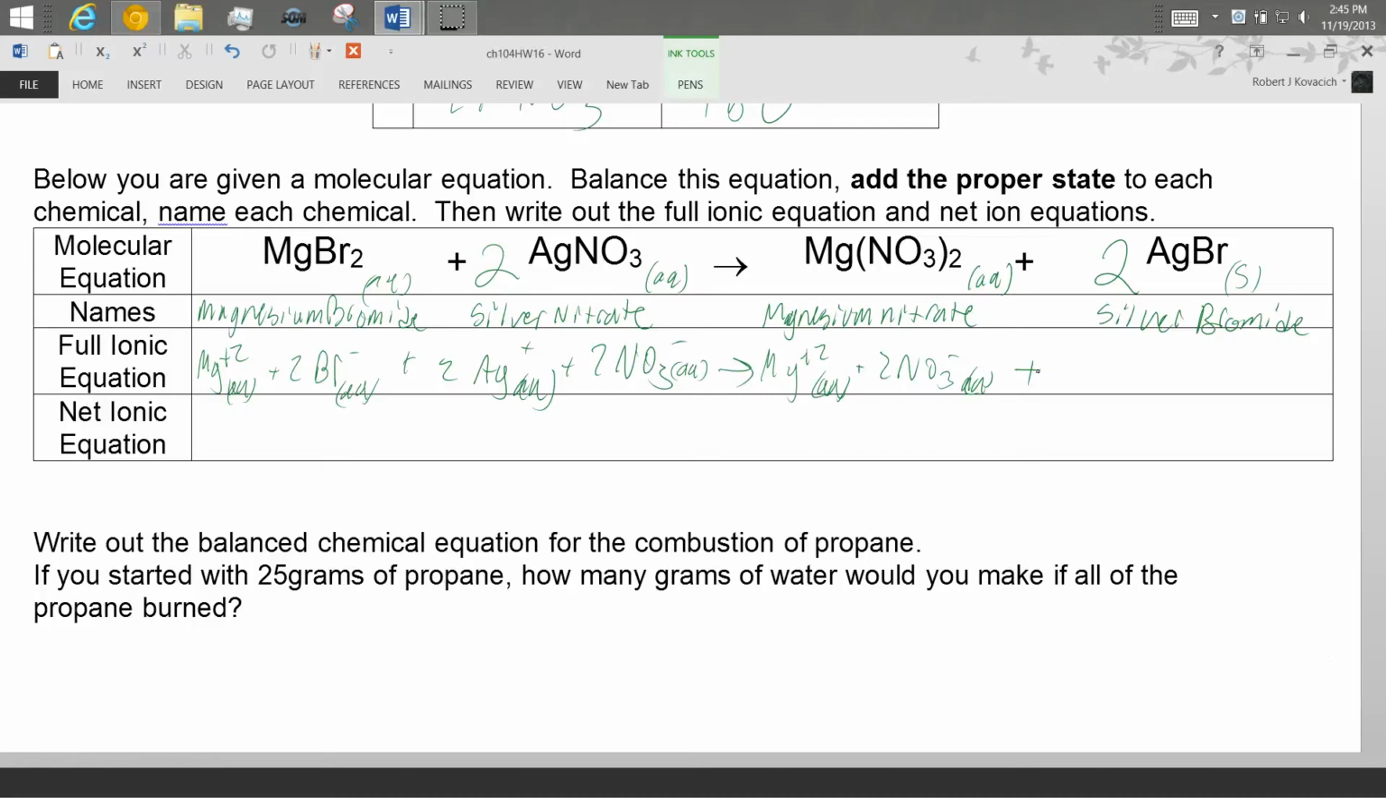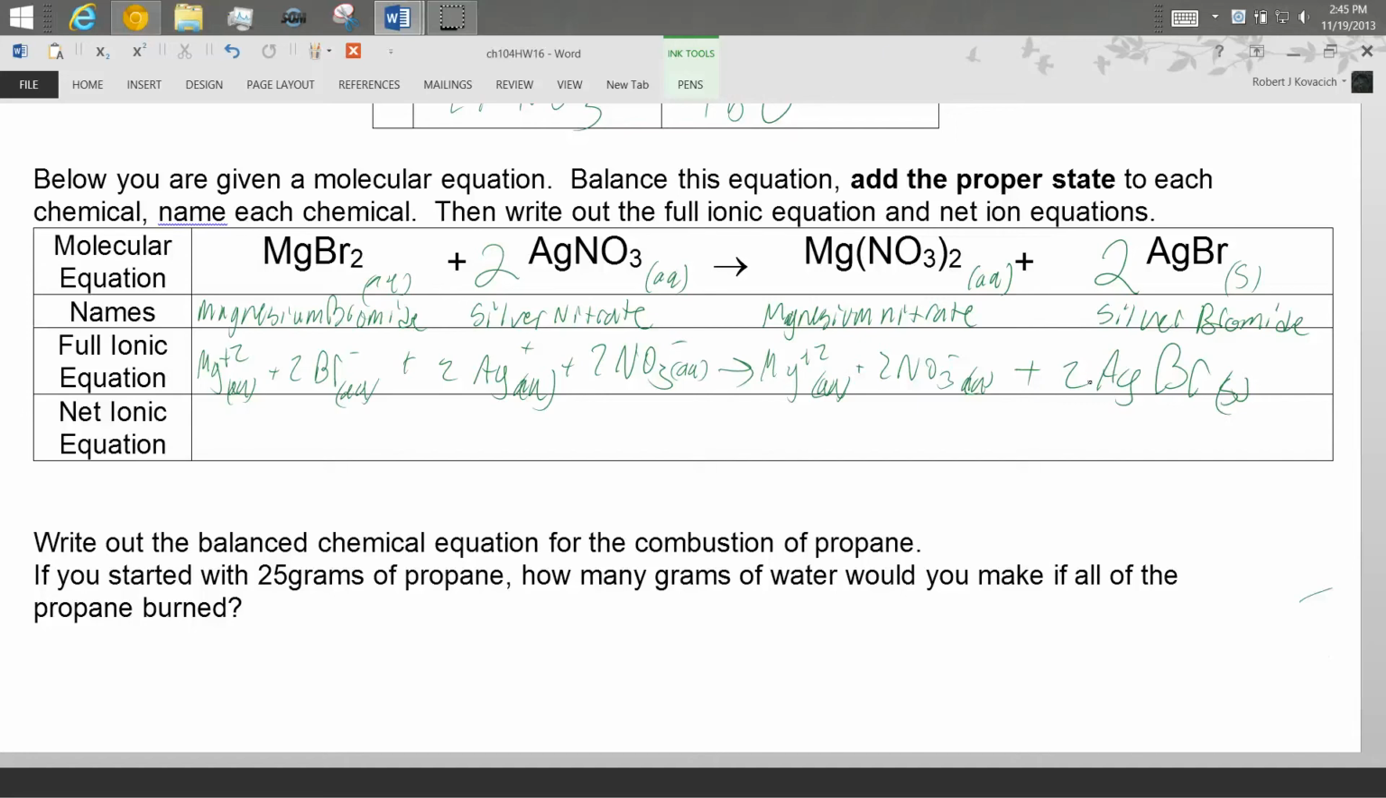But what happened when the silver and the bromine ran into each other? They stuck together. So then I've got a silver bromide solid. Do you have to write a 2? I do need to write it too. Yep, sorry. So the full ionic equation is still balanced. I still have 2 and 2 and 1 of the magnesiums.